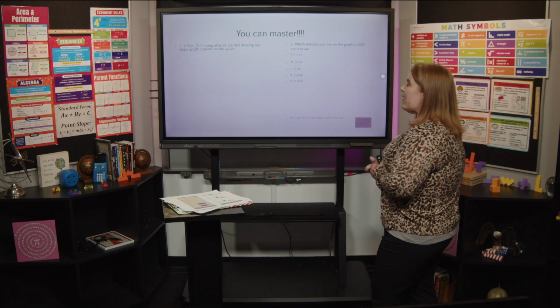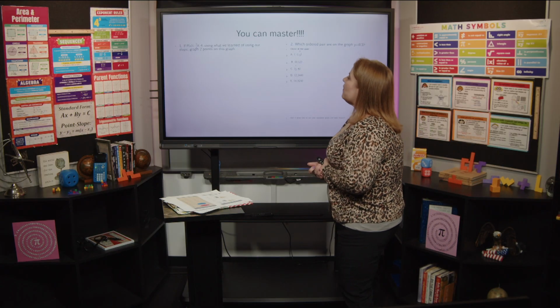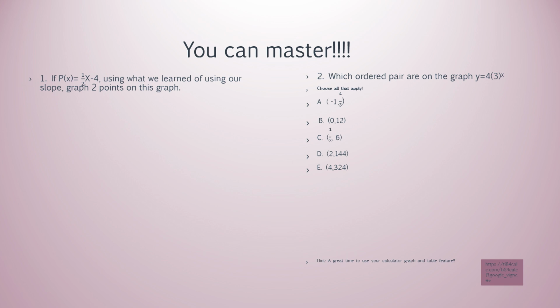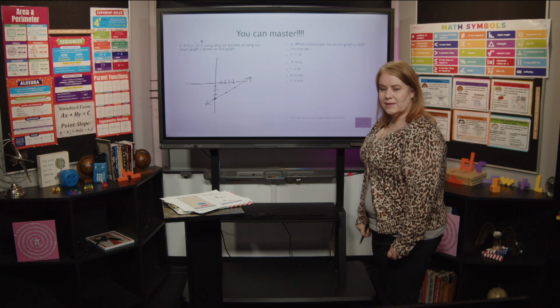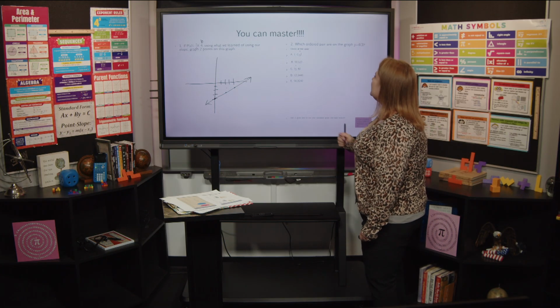Number 1 says, if P of x equals 1/2 x minus 4, using what we've learned of using our slope, graph 2 points. So I'm going to start with my b, which is -4: 1, 2, 3, 4. And I'm going to go up 1 and over 2. Up 1, over 2, up 1, over 2. Here is my graph. Is that what you got? Awesome.